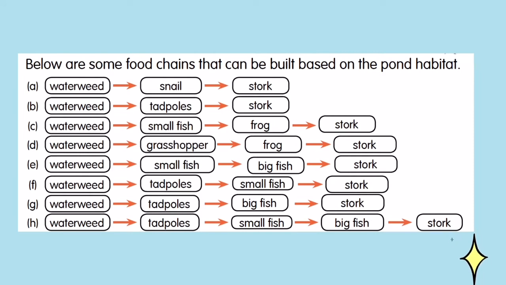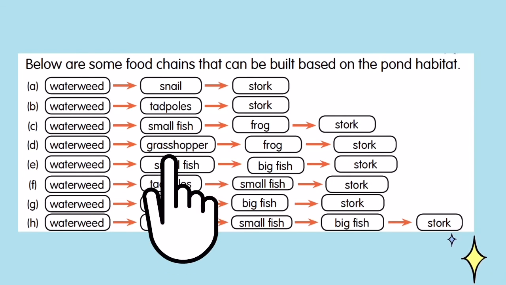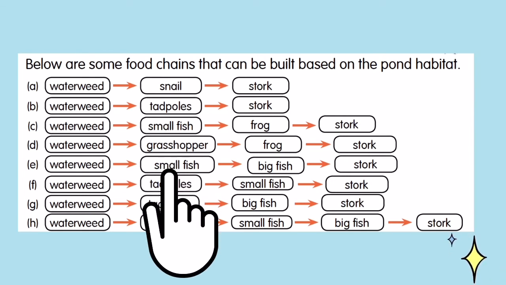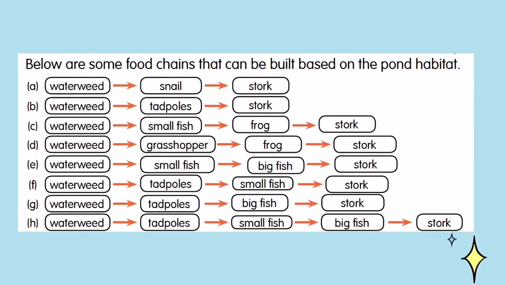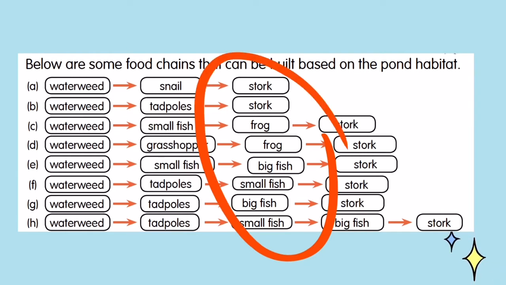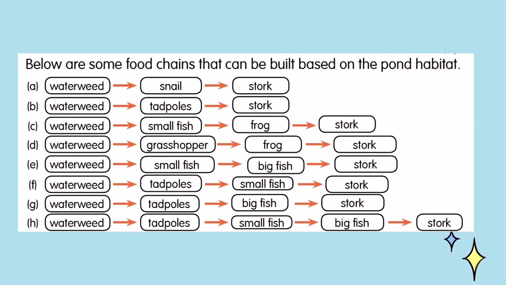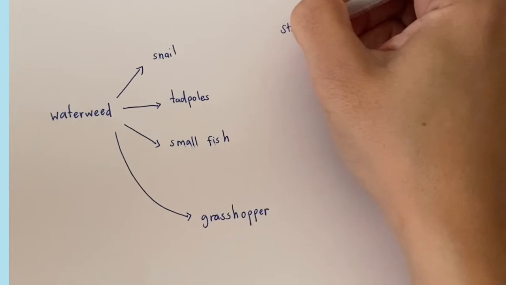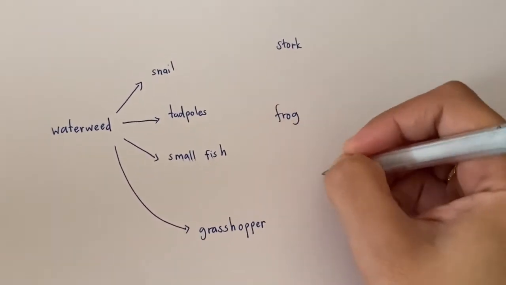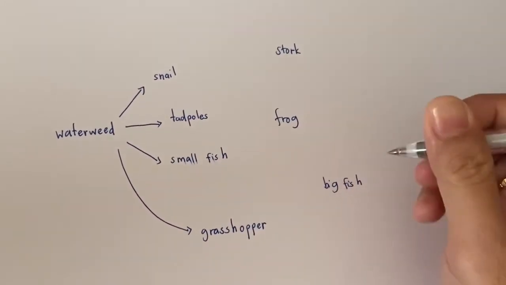Now look back at the food chains in the pond habitat just now. I want you to identify the animals that eat snail, tadpoles, small fish, and grasshopper, which are stork, frog, and big fish. Then you write down the 3 animals, stork, frog, and big fish.